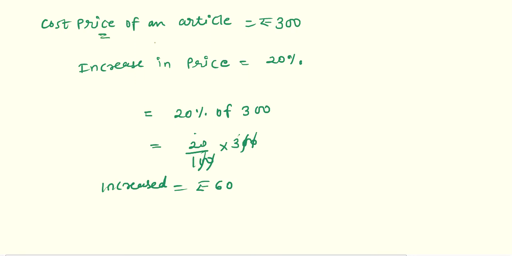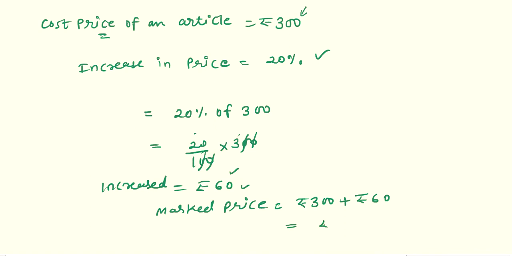So he purchased at 300, and increased it by 20%, so the increased value came to 360. So the new marked price equals rupees 300 cost price plus 60 rupees increase. 20% increase means 60 rupees. So the new marked price is 360 rupees.